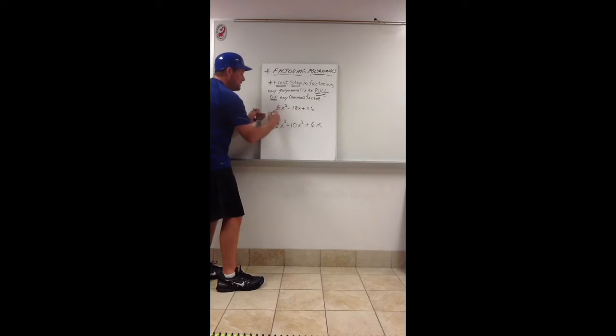So in that problem right there, the first one, I saw a 6. I'm going to pull out a 6 from every single one of them. That leaves me with the polynomial x squared minus 3x plus 6. At that point, I would then factor what was left.